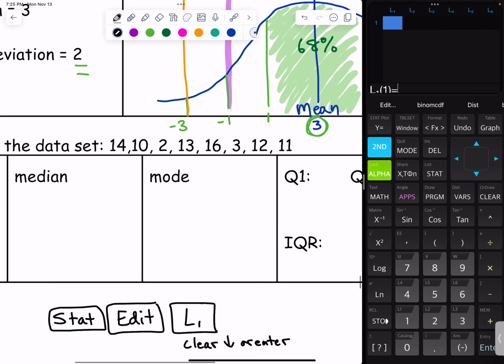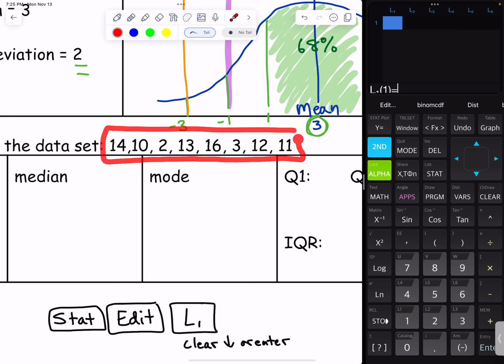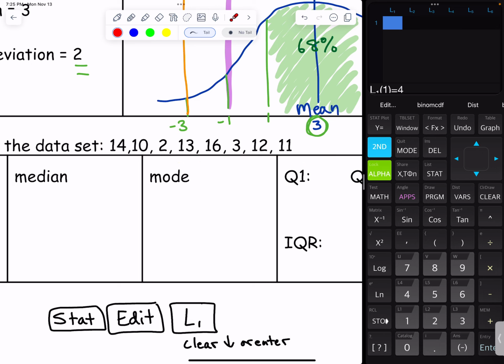And then you can type these numbers, the data set they gave us, 14, 10, 2, and so on. So type those into L1. 14, 10, 2, 13, 16, 3, 12, and 11. And once you get them all typed in, you want to make sure you've typed the right number of numbers. So I got 1, 2, 3, 4, 5, 6, 7, 8. It's good to double check. I got 8 numbers in my calculator.